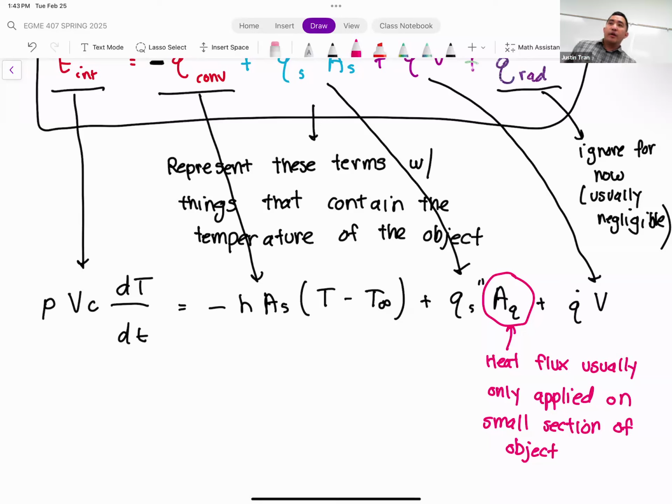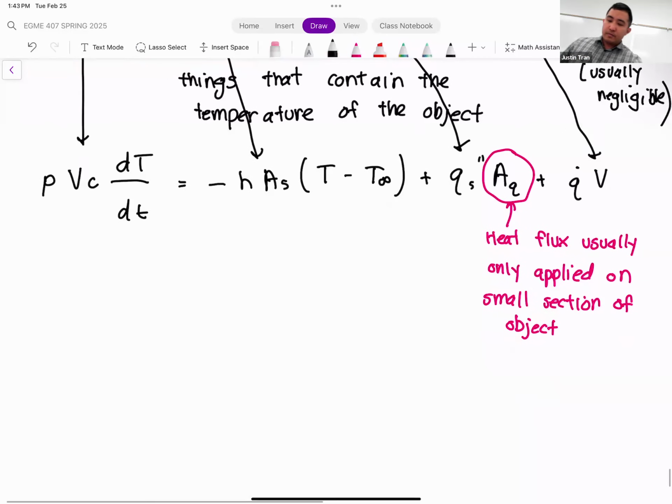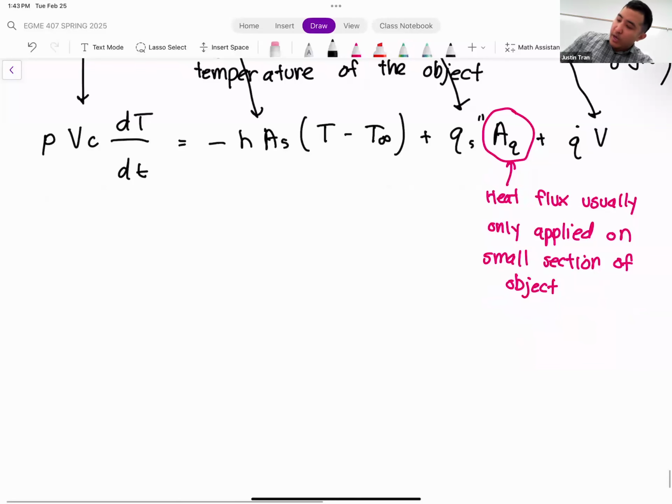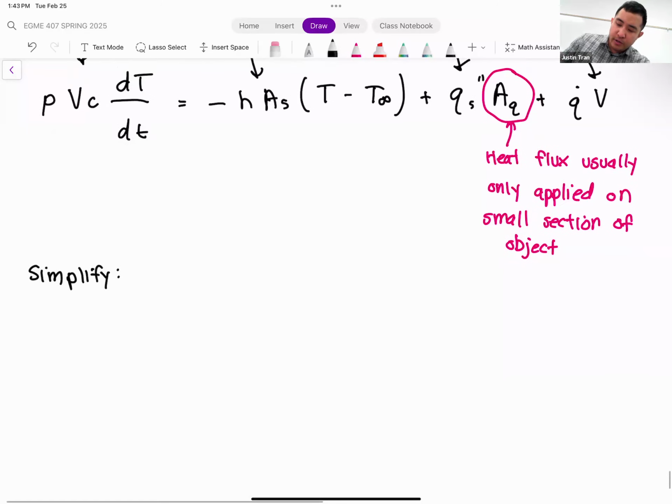Okay, so let's go ahead and simplify this. To simplify, all I'm going to do is divide everything by rho VC. Everything with temperature, I'm going to move to the other side of the equation, and everything else I'm going to keep as it is. Okay. So after we simplify, we end up with the following equation. We have dT. Usually when you have a differential equation, the standard form is to make your highest order derivative have a coefficient of 1. And so that's what we do here.